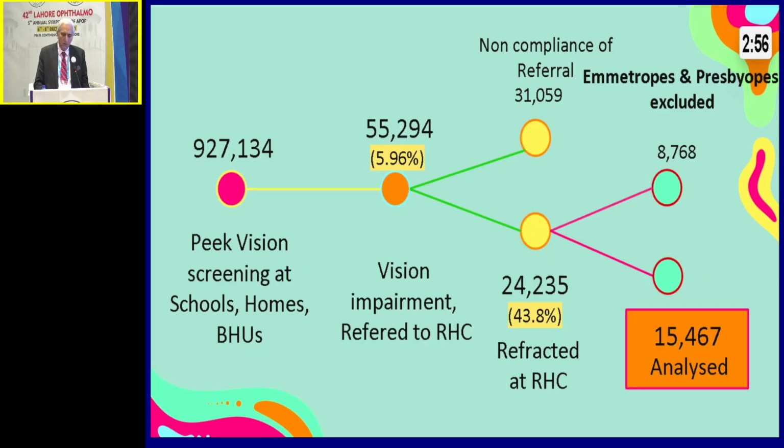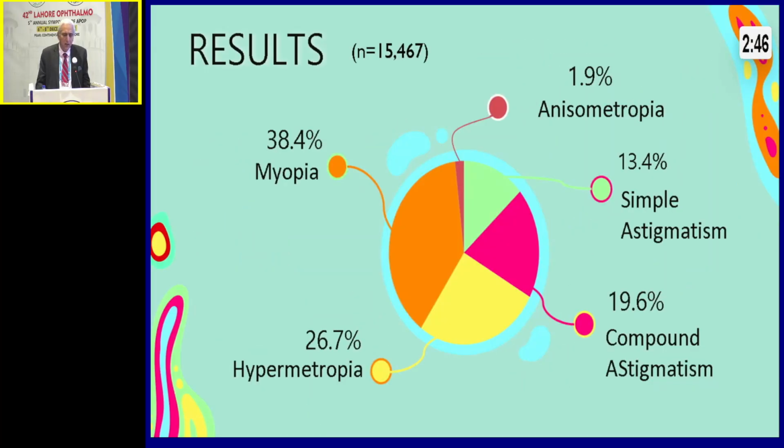And then emmetropes and presbyopes were excluded. So out of the total, only 15,467 were analyzed. That shows that the people who are picked up still do not go to the service. The compliance rate of people attending the service is low because sometimes they do not have transport, sometimes they do not have money, sometimes they do not know what refractive error is and what the effect will be when they get corrected.